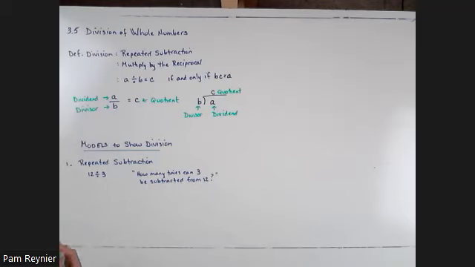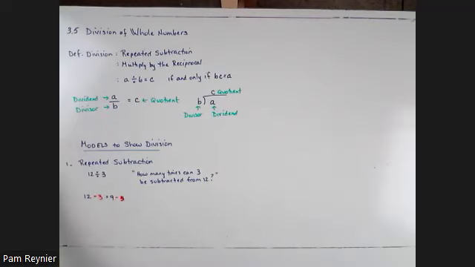And so we can model this horizontally. I'm going to model it two different ways. First, if I start with 12 and we subtract 3, we get an answer of 9. Well, 9 is larger than 3, so we can do it again. We can subtract 3 again.